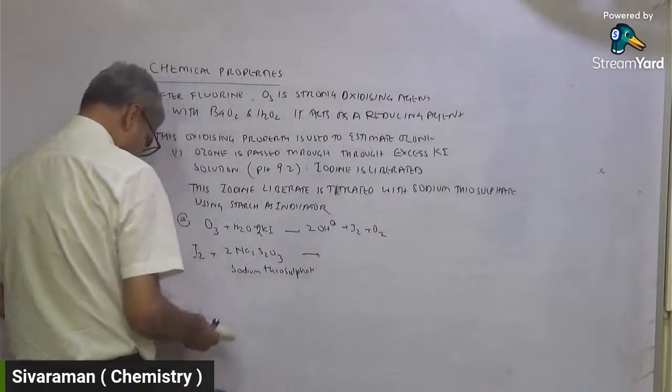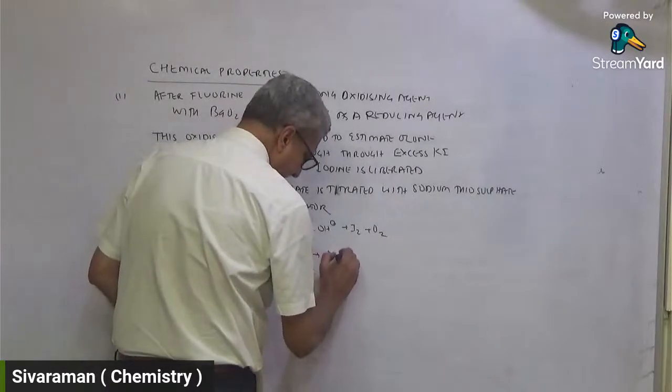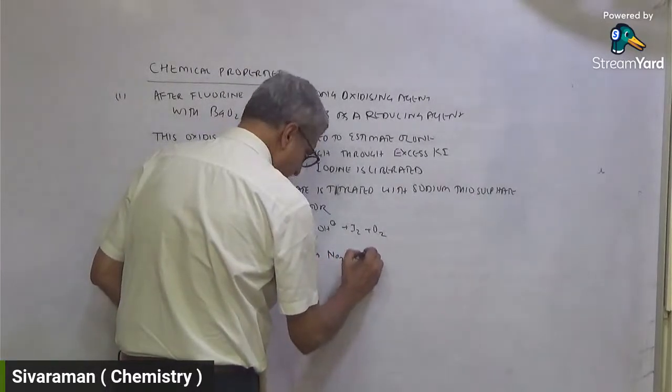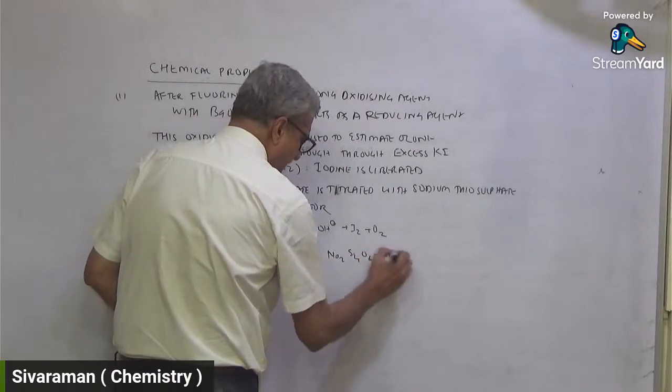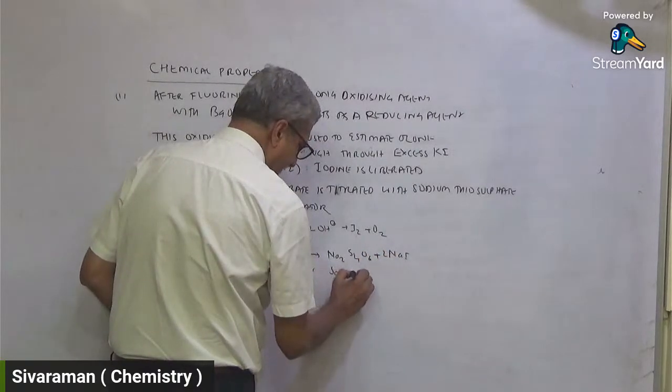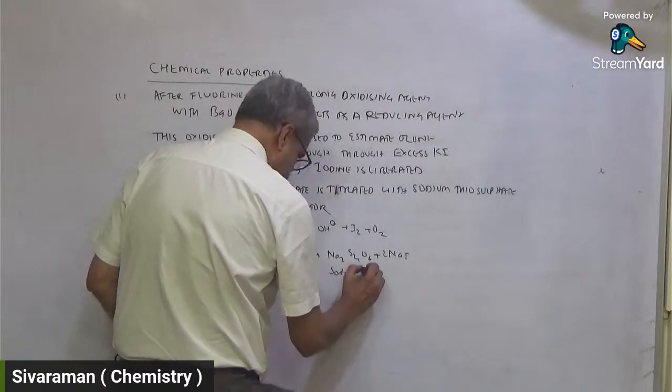What is it going to get converted into? Na2S4O6 plus 2 NaI. So this is sodium tetrathionate.